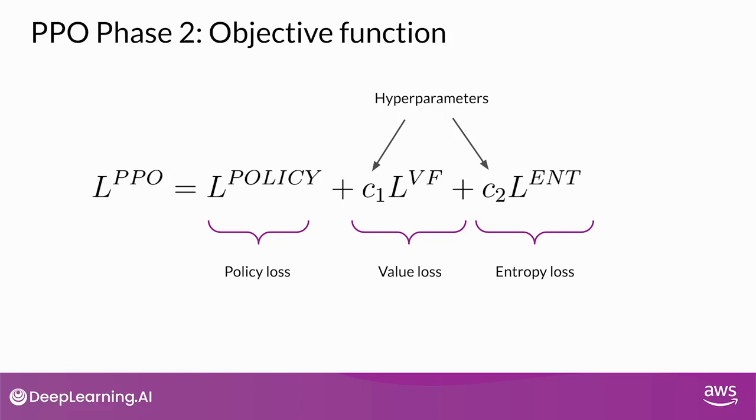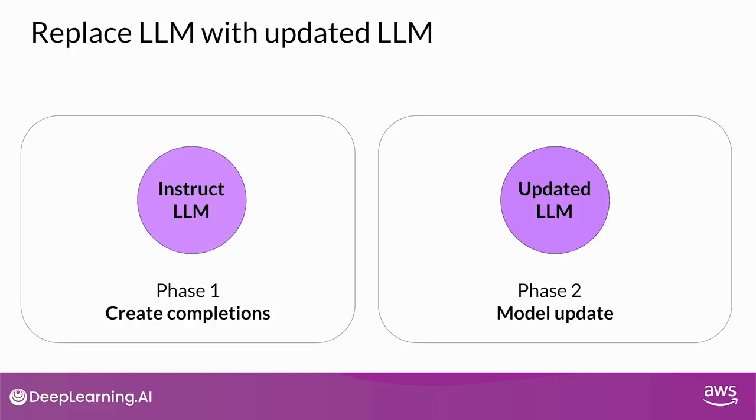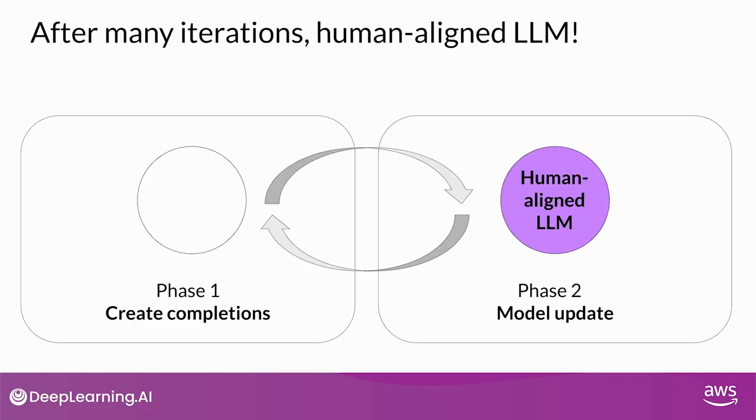The PPO objective updates the model weights through backpropagation over several steps. Once the model weights are updated, PPO starts a new cycle. For the next iteration, the LLM is replaced with the updated LLM and a new PPO cycle starts. After many iterations, you arrive at the human-aligned LLM.